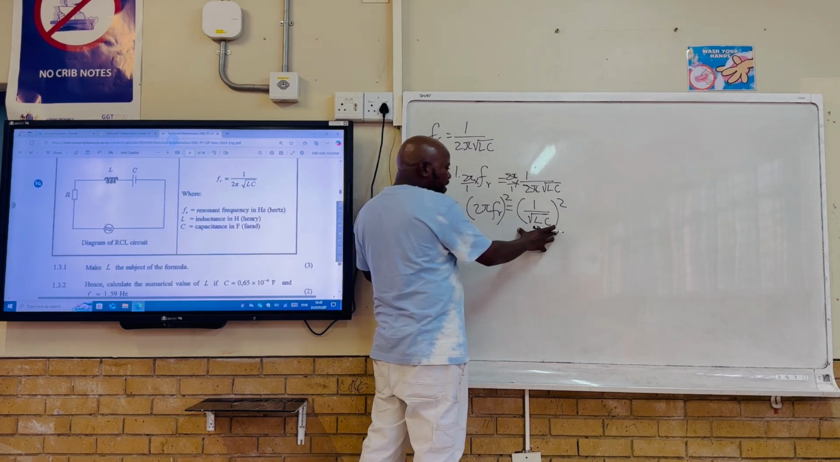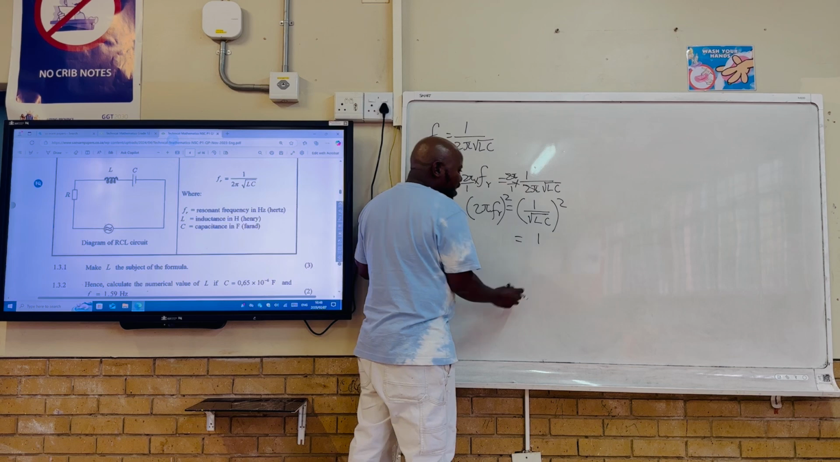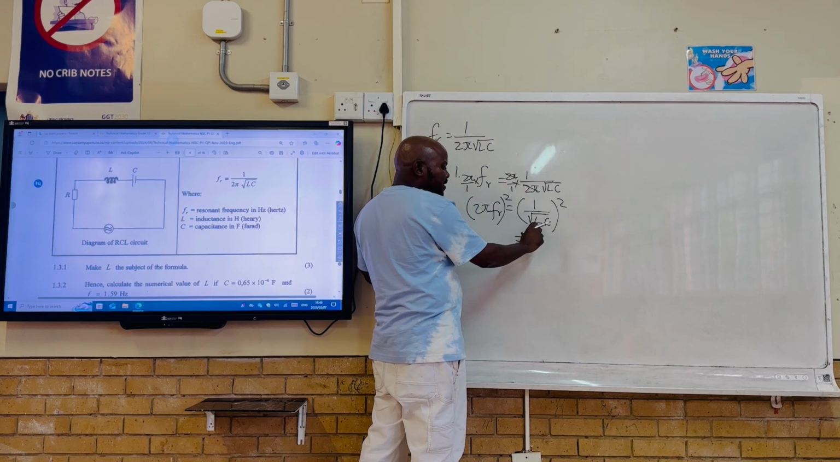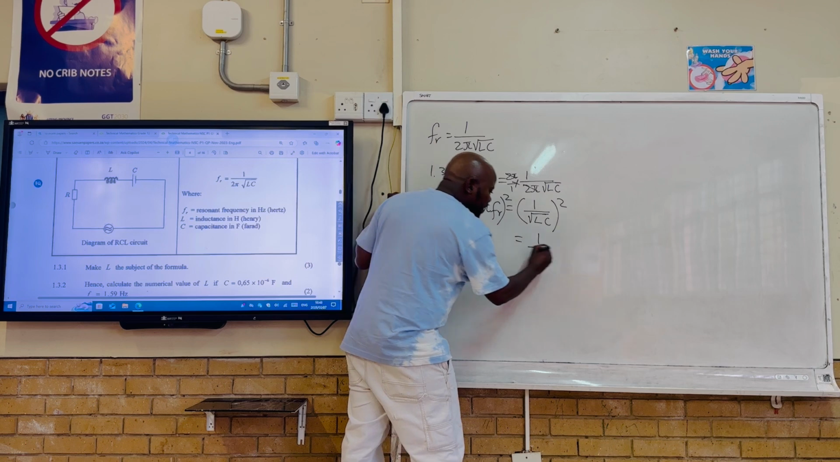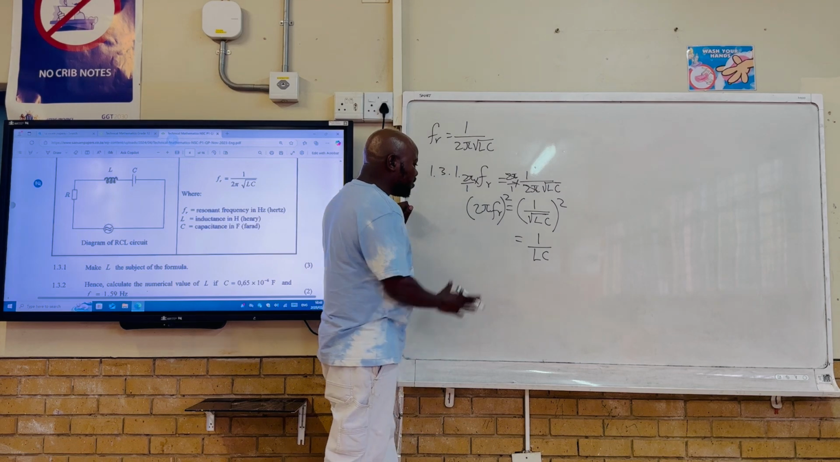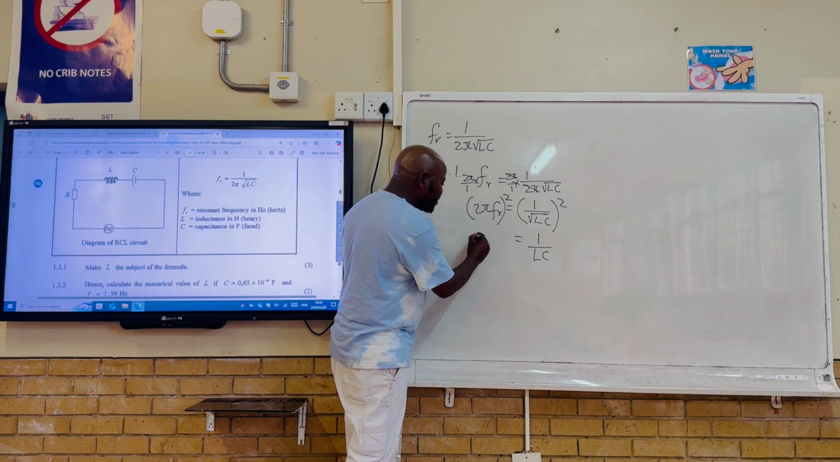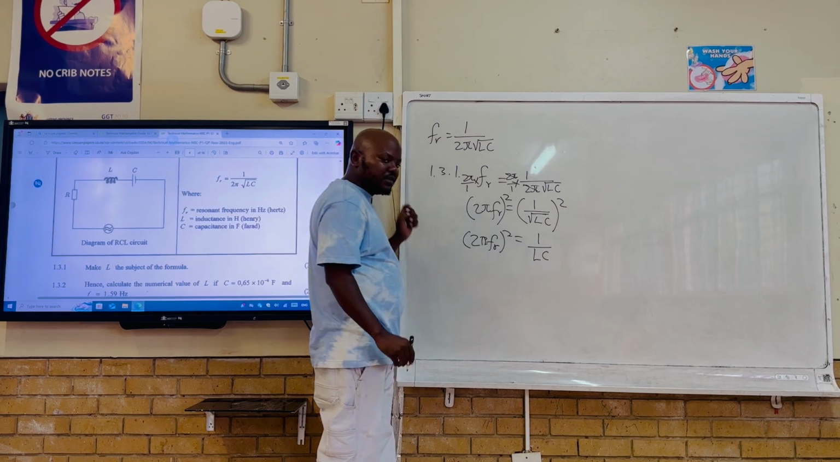When we square this side, 1 squared will be 1. The root of inductance multiplied by capacitance squared will be L multiplied by the capacitance. On our left hand side, you're going to have 2 pi multiplied by frequency, all squared.